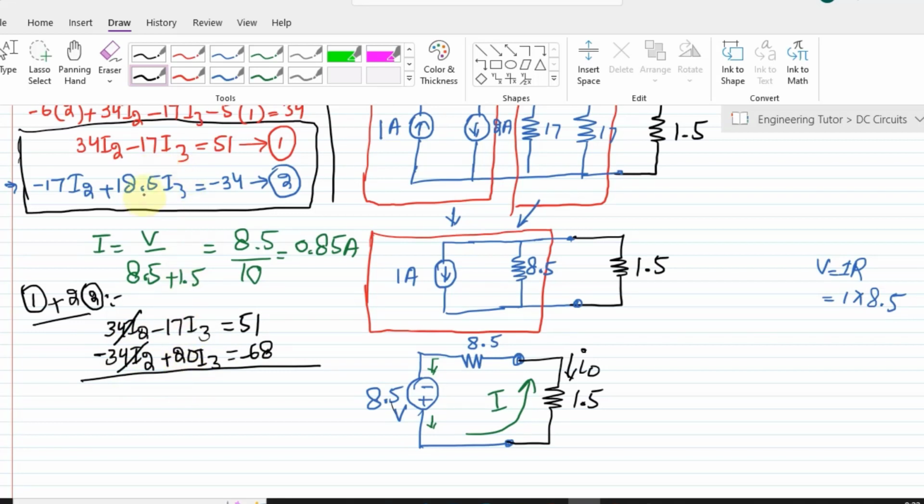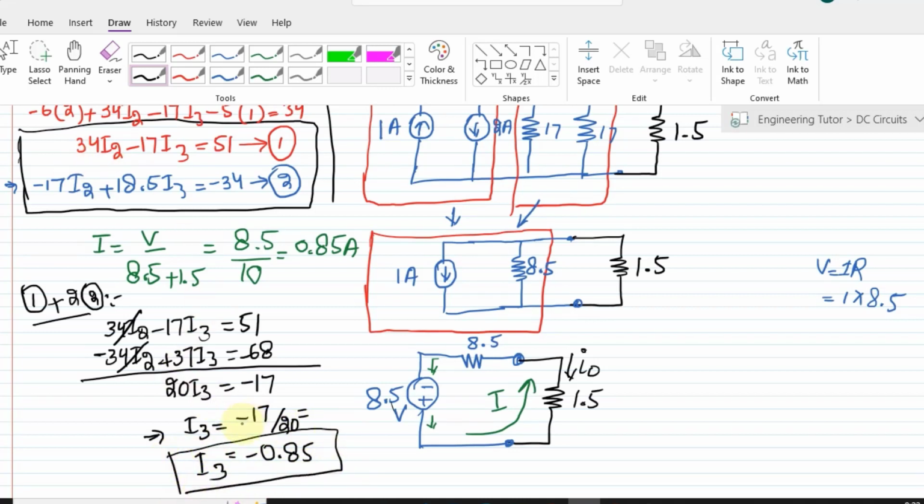Sorry, this is 18.5 multiplied by 2, so that would be 37. So now I will get 20 I3 on one side, and minus 17 on the other, so I3 will be equal to minus 17 divided by 20, which gives minus 0.85. So that is the value of I3, which is 0.85 amps.